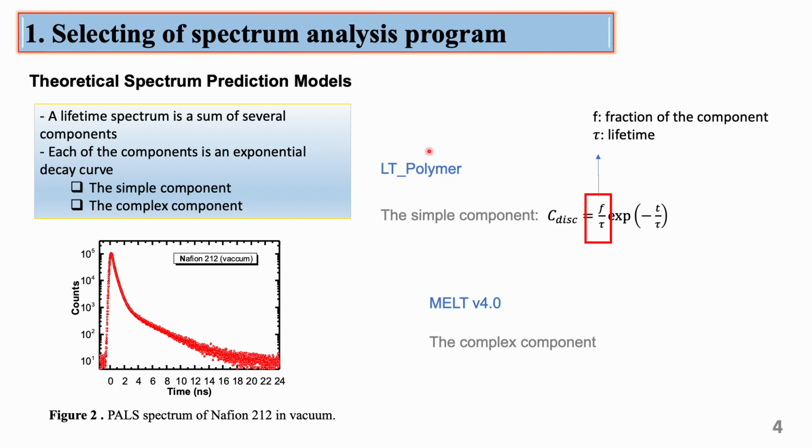First, the LT polymer program based on the simple component, in which I is the intensity of the component and τ is lifetime. You can see it on the vertical axis and this is the horizontal axis. And second, the MELT program is based on the complex component.